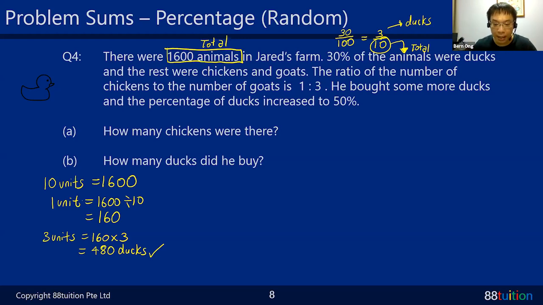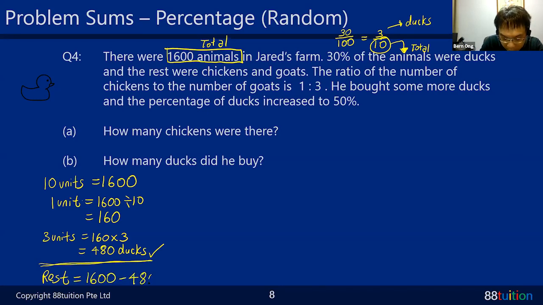That's good for me. And the rest were chickens and goats. What is the rest? Oh, okay. Can I go and find or not? Can I find what is the rest or not? Okay, the rest are chicken and goats, right? So I simply take 1,600, which is the total animal, minus 480 ducks. Just let me go and find first for fun. Whether I need it or not, I don't know. 1,120 are what?